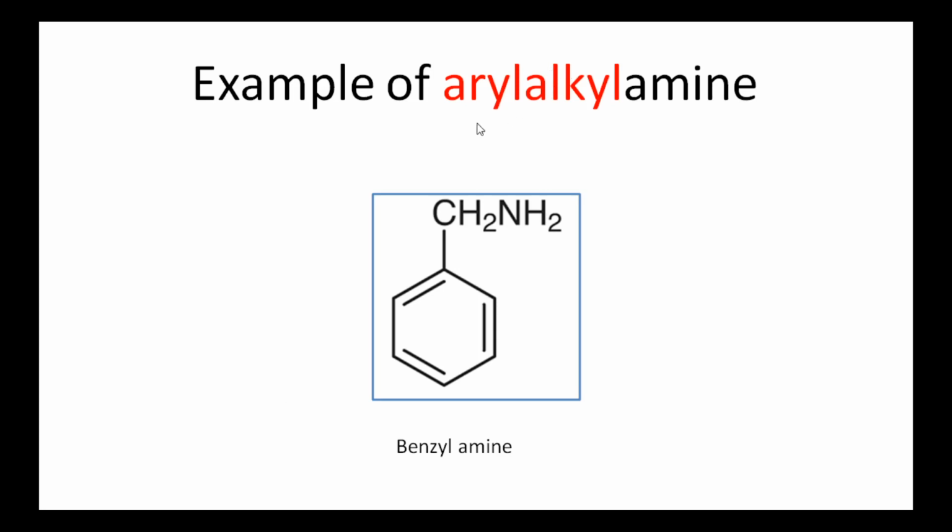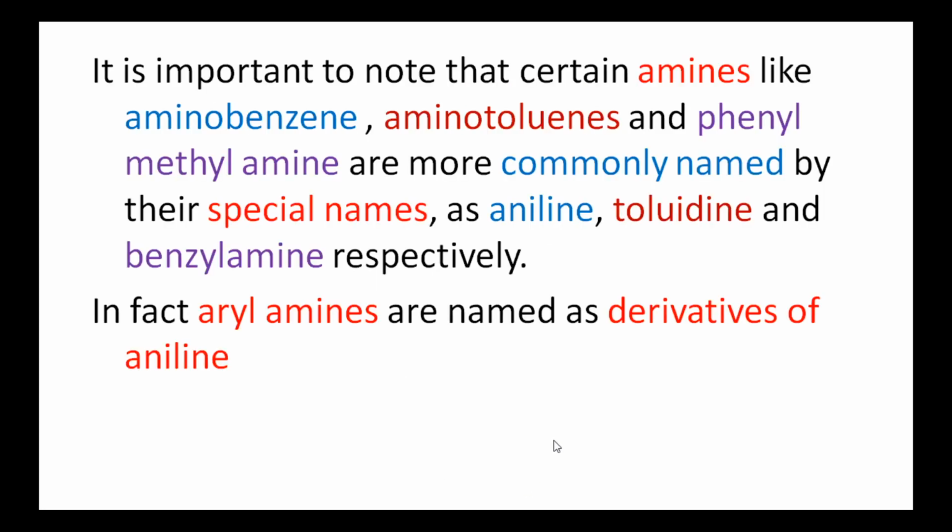An example for an aryl alkyl amine is this amine. In this, the NH2 group is attached to the side chain of the aromatic compound but not directly attached to the benzene nucleus. So this is commonly named as benzyl amine. This group is the benzyl group. When a CH2 group is attached to a benzene ring, such a group is known as benzyl. The amino group is attached to this group, so this is named as benzyl amine.